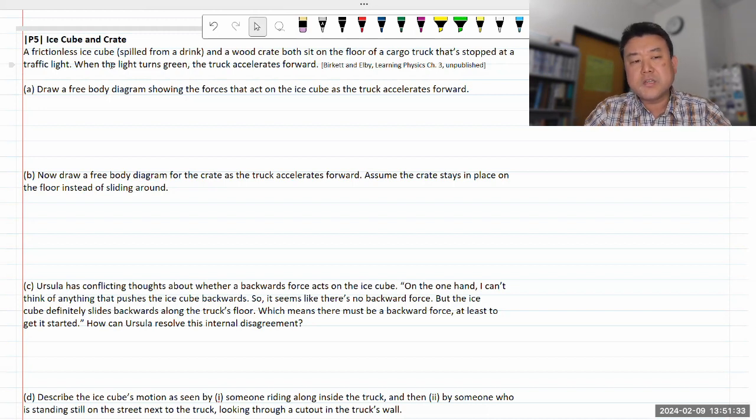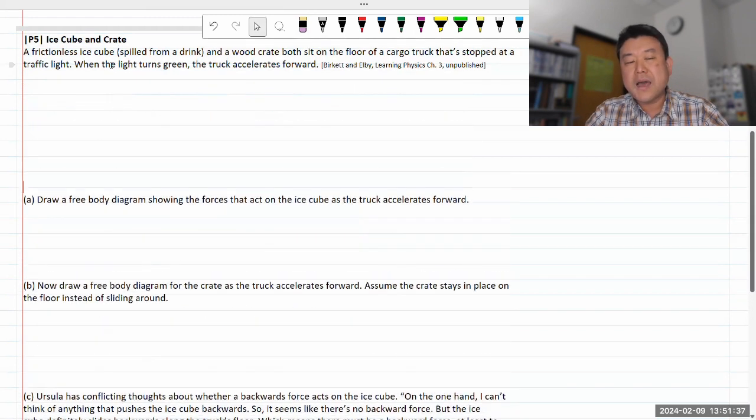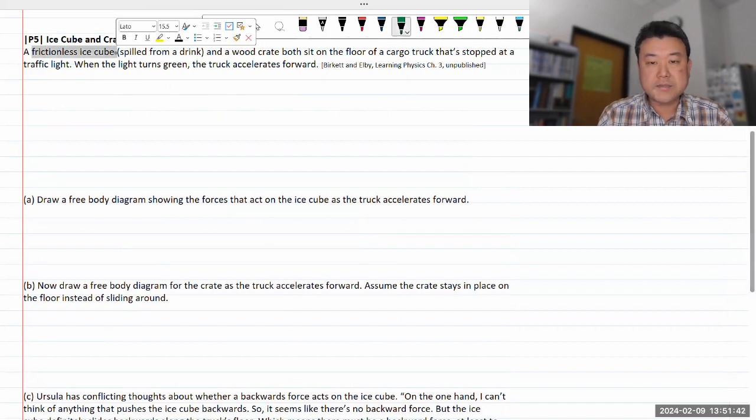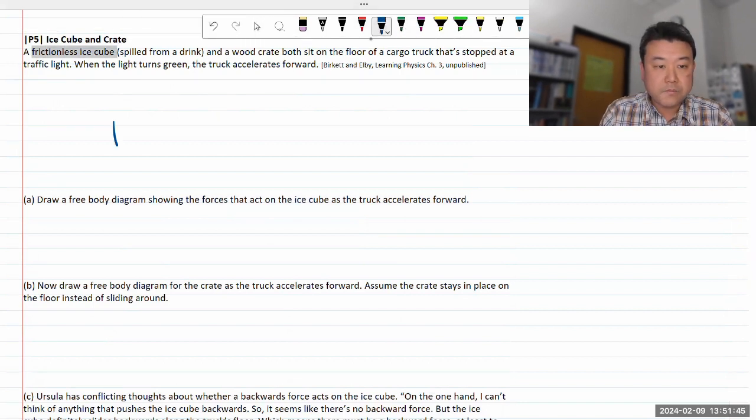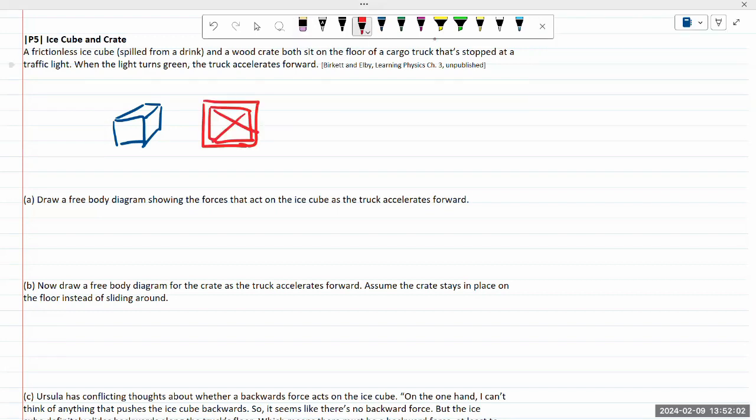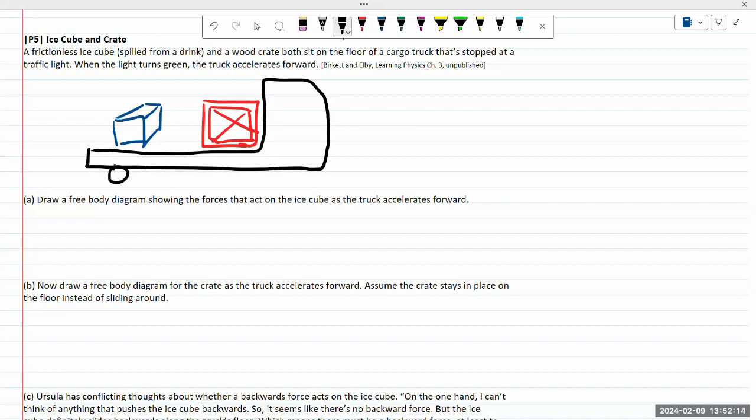Whenever I see a description of a setup, I like to sketch out what the setup is to make sure I can convince myself that I understood it. There's something about a frictionless ice cube. Okay, we got an ice cube. And a wood crate. All right. Wood crate that sits on the floor of a cargo truck that's stopped at a traffic light. I'm not going to draw the traffic light, but I'll finish drawing the cargo truck.